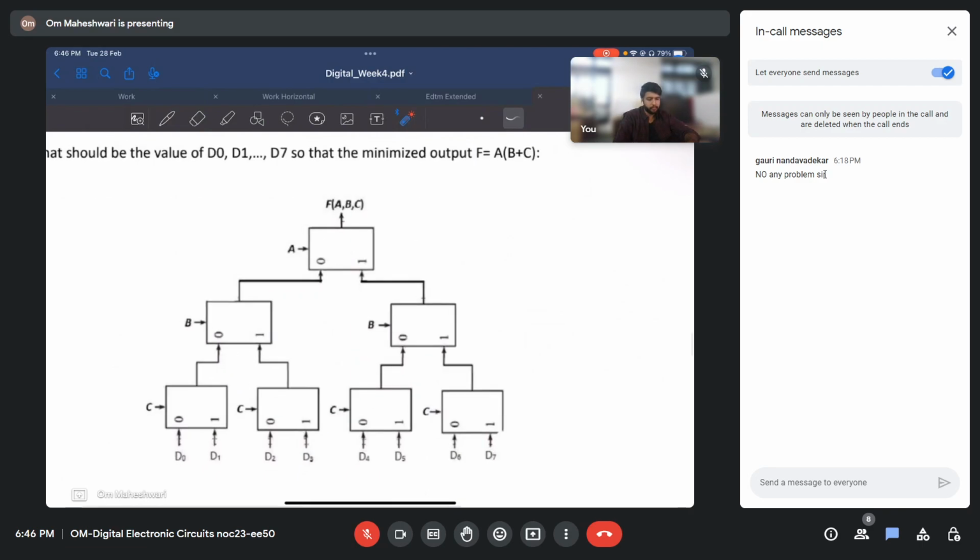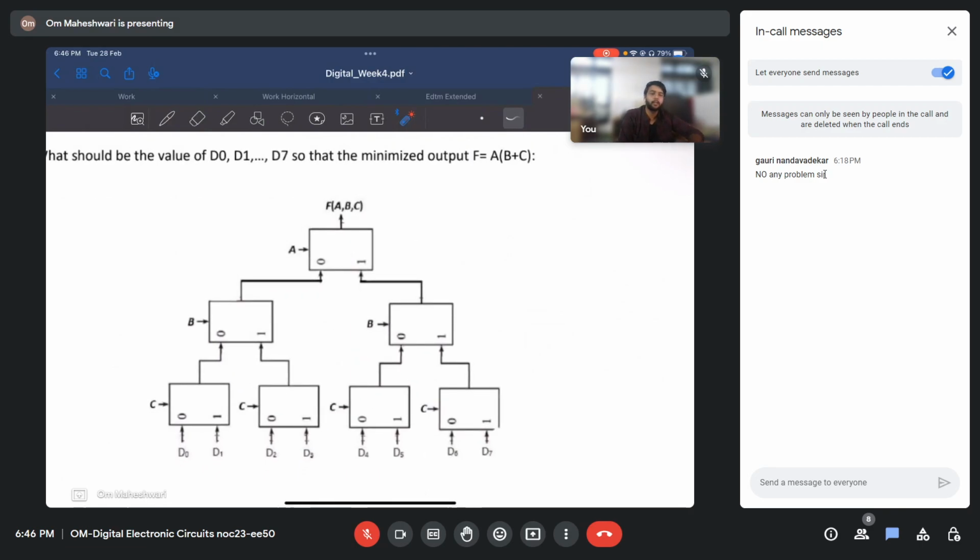So it is a similar question to the previous one. We just have to find the inputs. So let us see. We have to implement what? F equals A B plus C. So I'll just expand it. First step is write SOP.